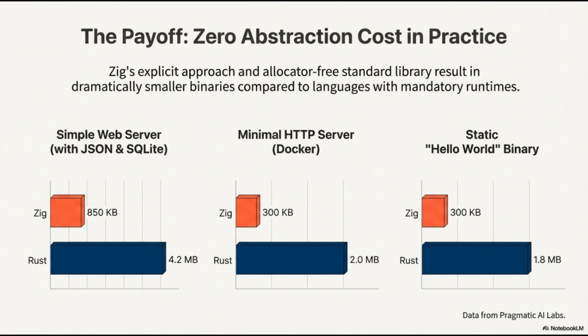This gap persists with a minimal HTTP server for Docker, where Zig requires just 300 kilobytes compared to Rust's 2 megabytes. Even for a basic static Hello World binary, Zig maintains its 300 kilobyte footprint, whereas Rust requires 1.8 megabytes. These results from pragmatic AI labs highlight the significant efficiency gains and reduced overhead that Zig provides for systems programming.